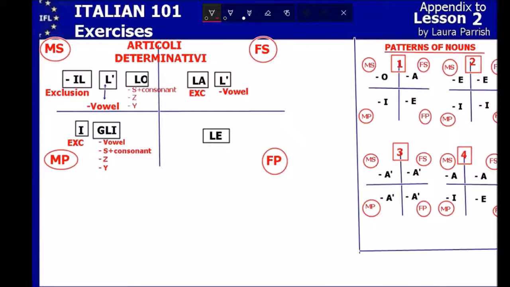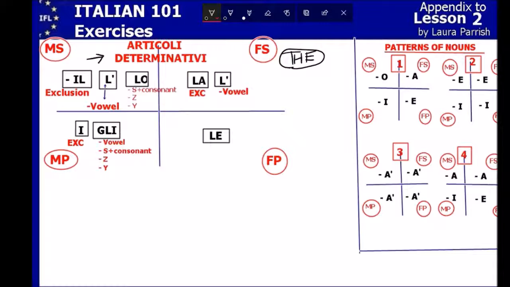Okay, so we start with the determinative articles. These are basically the articles that correspond to the English article "the." How lucky you are, you have only one "the" for everything. Okay, let's see how we do it.